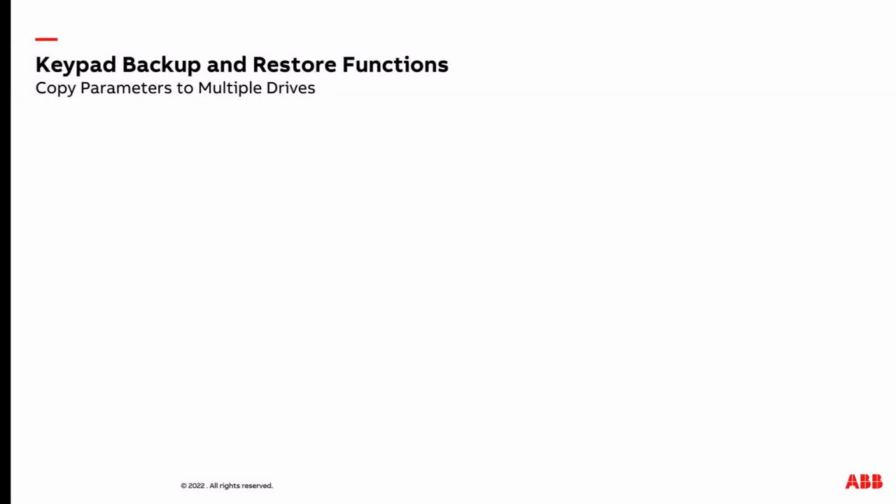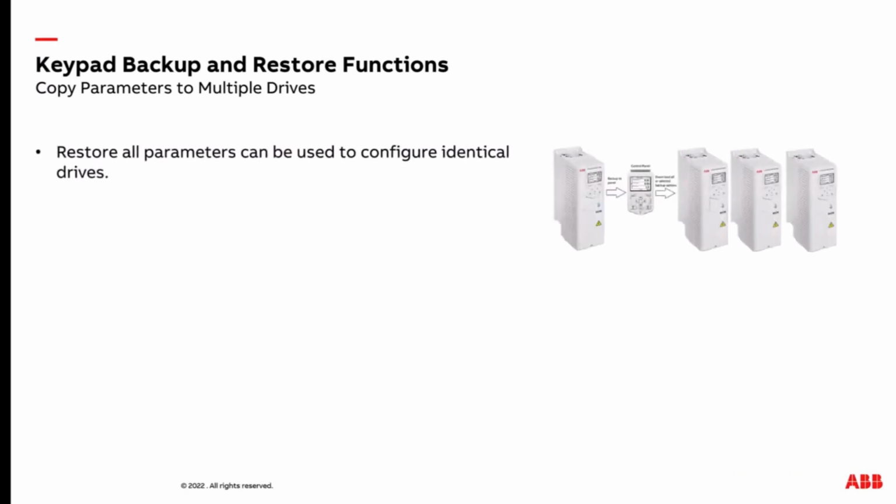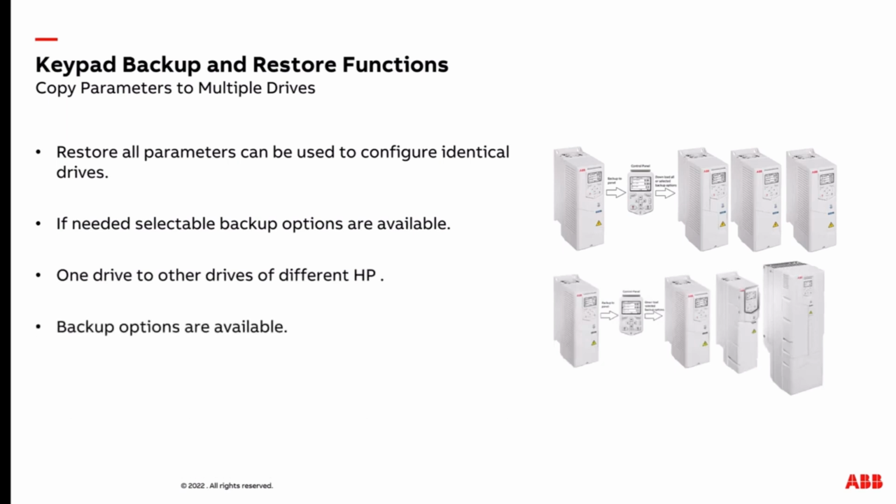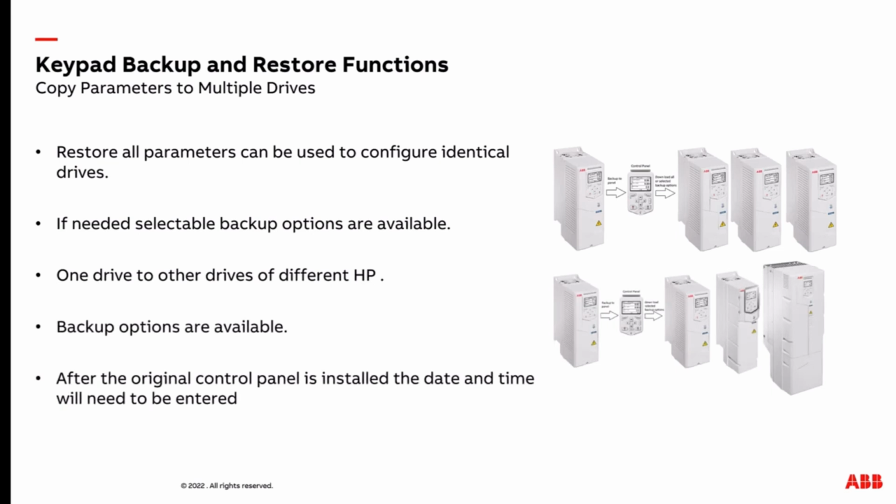Let's look at copying parameters to multiple drives. You can restore all the parameters from one drive to multiple identical drives. If the configurations are identical, you can back up from one drive that's set up and restore all the information to each individual drive. If needed, you can select backup options for individual parts of the parameter groups, if they are available. One drive to another drive with different horsepower. Backup options are available. After the original control panel is installed, the date and time will need to be entered on the original control panel.